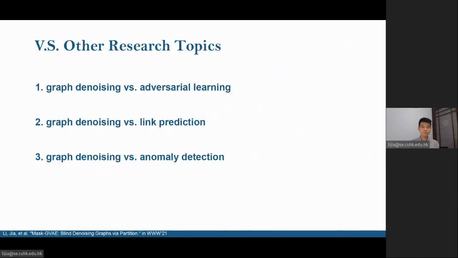We make a distinction between graph denoising and some other related topics, like graph adversarial learning, link prediction, and anomaly detection. For example, anomaly detection cares about anomalies or outliers, which are patterns that are different from the majority. However, anomalies are not noise or errors in general.